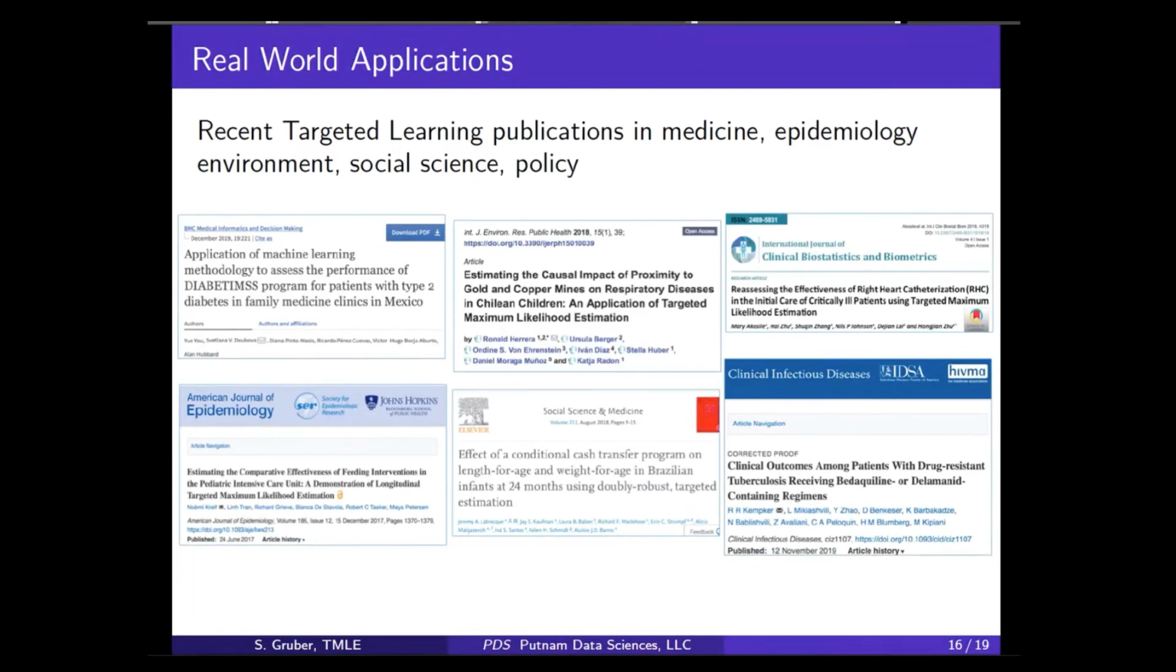Here are some examples in epi journals, Journal of Environmental Research and Public Health, Policy, Social Science and Medicine, Clinical Outcomes. Oh, in fact, we're going to have a talk on this exact article in a couple of months, by David Benkeser, who's the statistician on this paper. The talk will be in this webinar series. So TMLE is being used in practice to answer real questions in the real world.